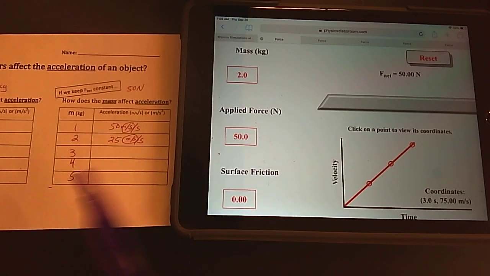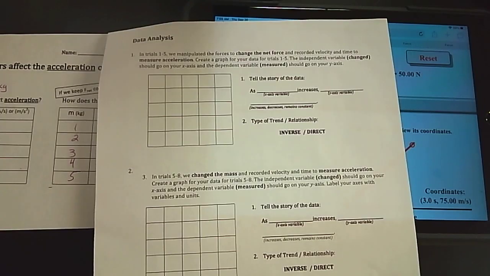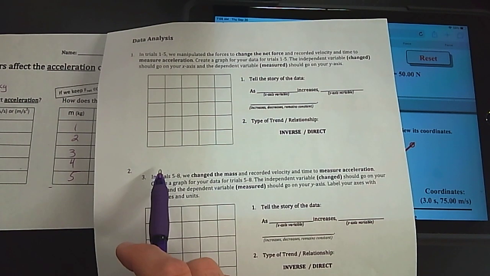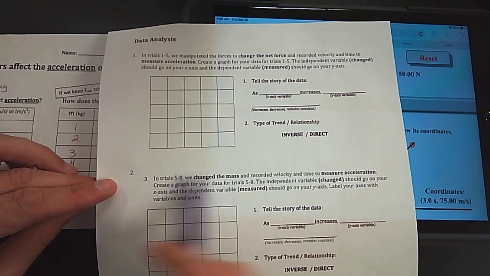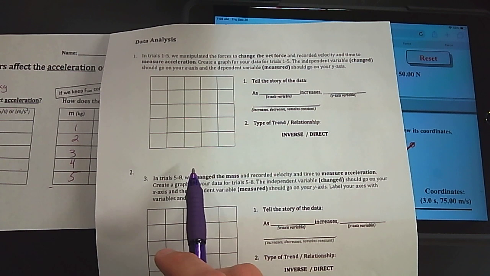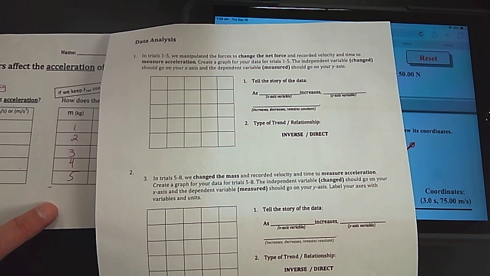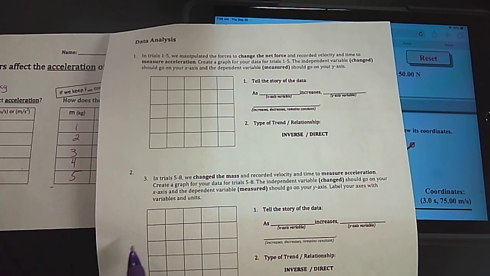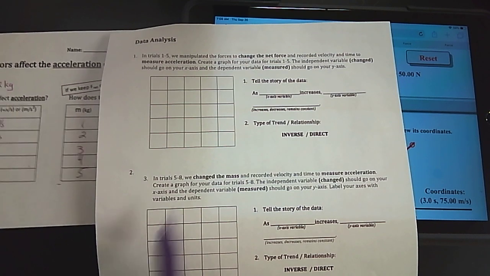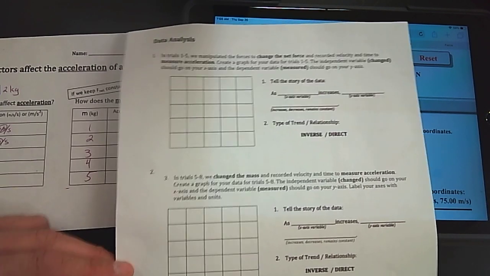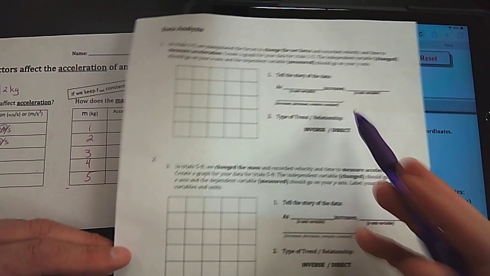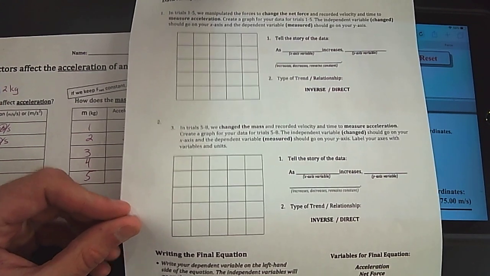So once you guys continue the rest of the simulation, right, and you have your data, you're going to graph it. And so, by the way, on your x-axis is your independent variable. This should be what you're changing. So we were either changing the net force here or the mass here. And then what we were measuring was the acceleration. So we would put acceleration on our y-axis. You'll tell the story of the data. From there, you'll be able to make your final equation.